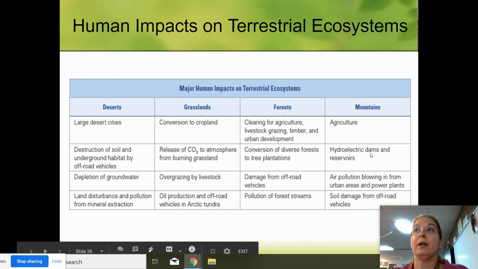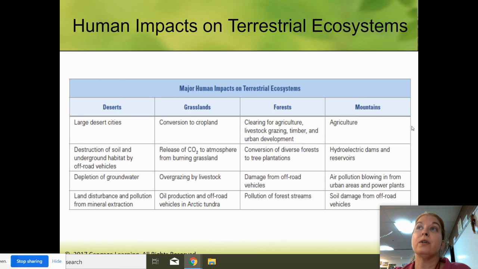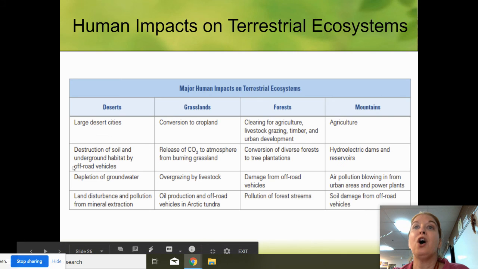Mountains. We can have farms on the mountains. It doesn't last very long because the soil isn't that great, so we just keep destroying more. We can have hydroelectric dams and reservoirs. We can have air pollution blowing in from urban areas and power plants. And then once again, soil damage from off-road vehicles. So if you notice, all of these areas, off-road vehicles are not good for the ecosystem. Yeah, they look super fun, but you're messing up stuff.